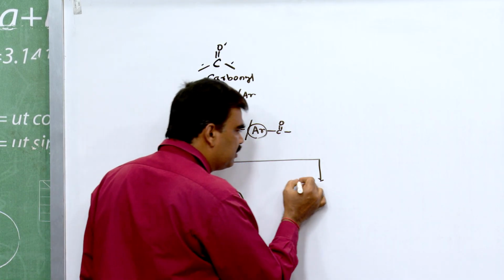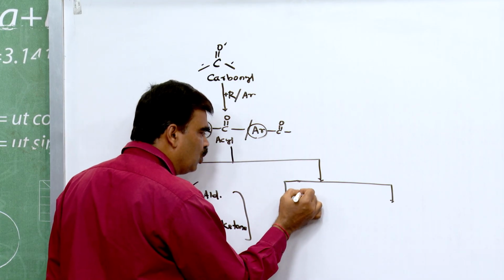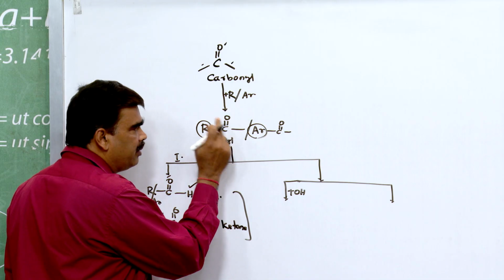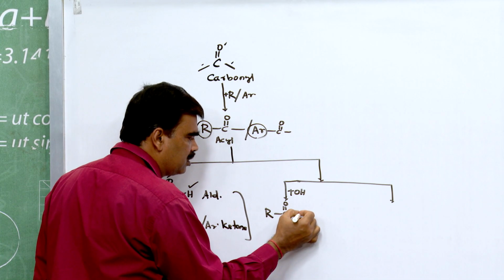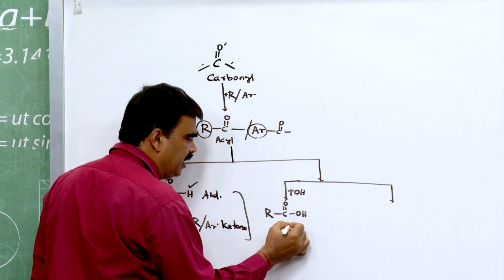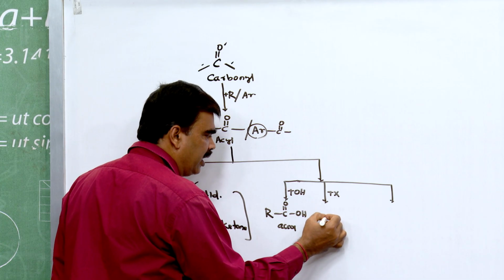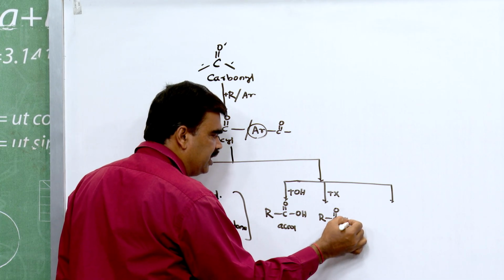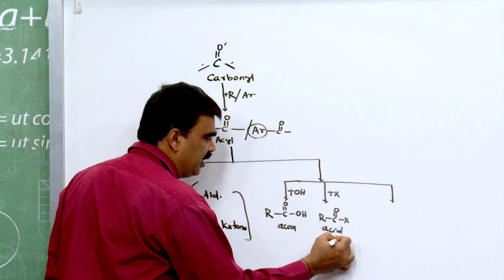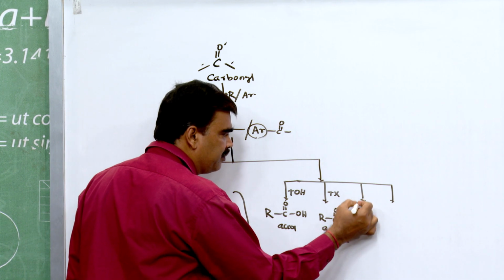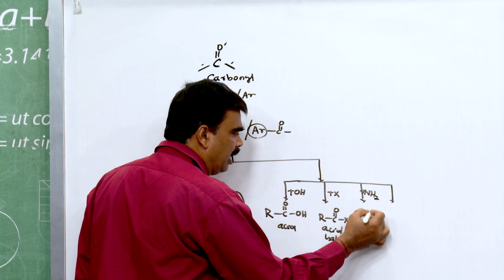If I add OH group to the right side valency, I will get like this. What is it called? It is called acid. If I add any halogen, I will get acid halide. This is your acid halide, right. If I add ammonia, amino group, then I will get amide.